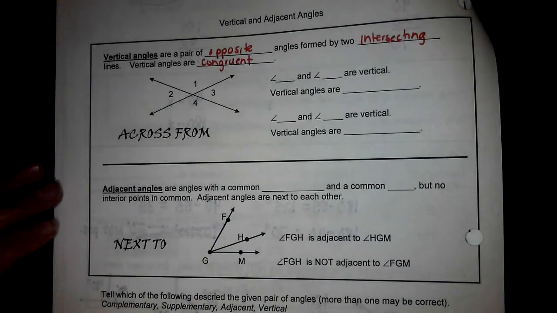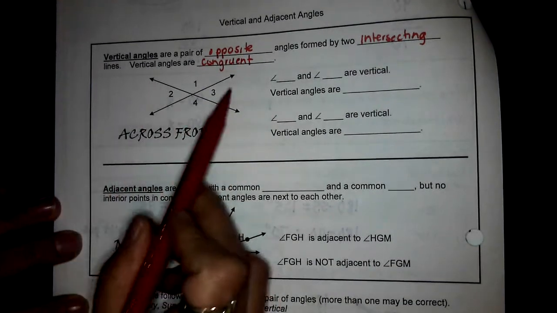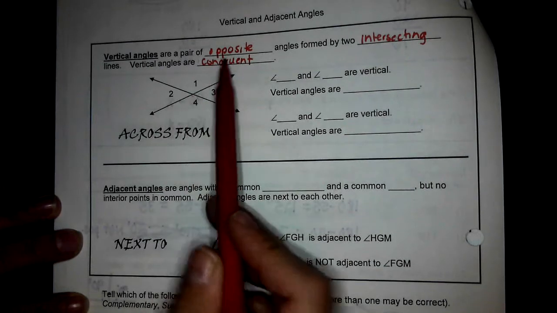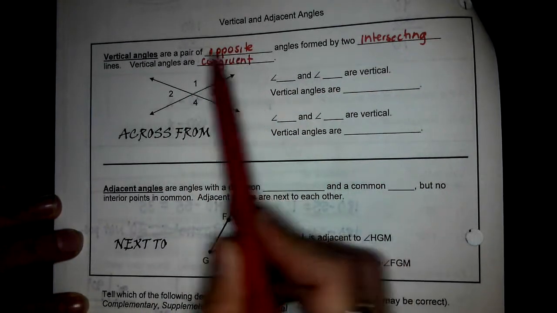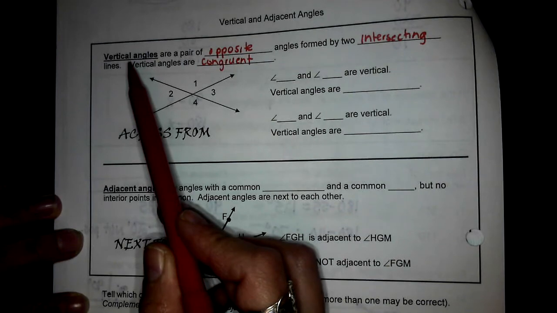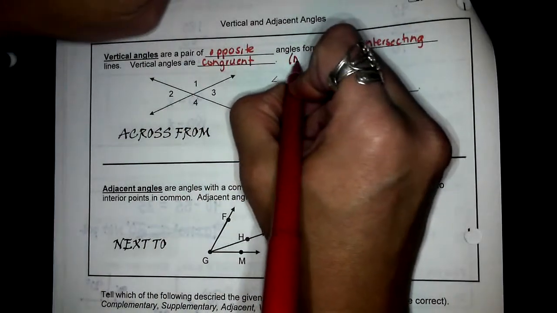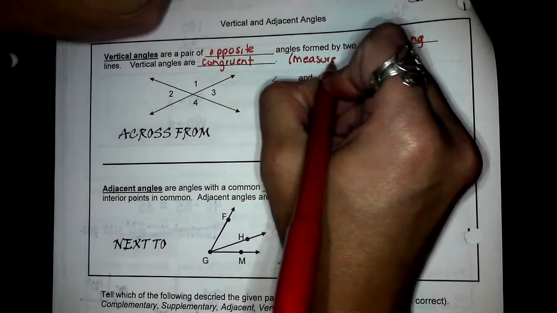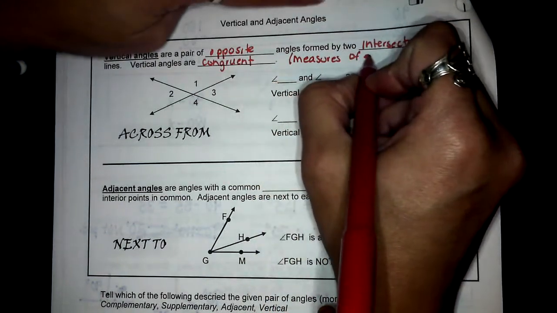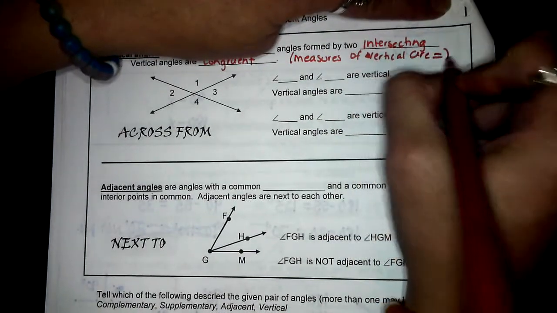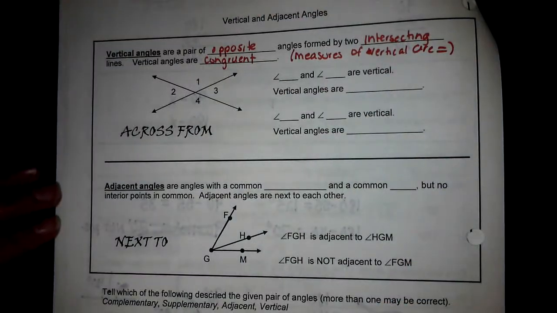Okay, so let's take a look at this. Here we've got two lines that intersect. Because two lines intersect, the angles that are opposite from each other are called vertical. And what we know about that is that they're congruent. So if the angles are congruent, then that means the measures of each angle of the vertical angles are equal. Okay, so the measures of the vertical angles are equal.